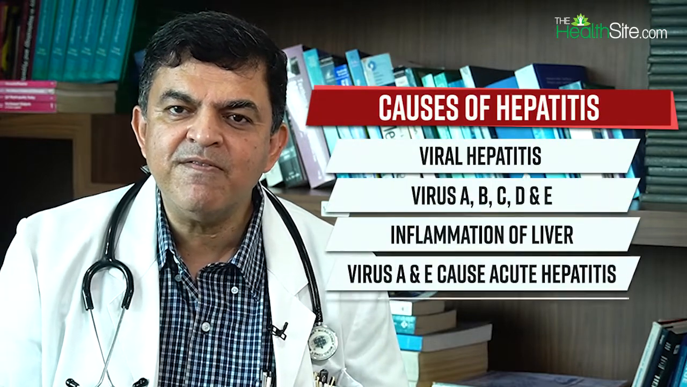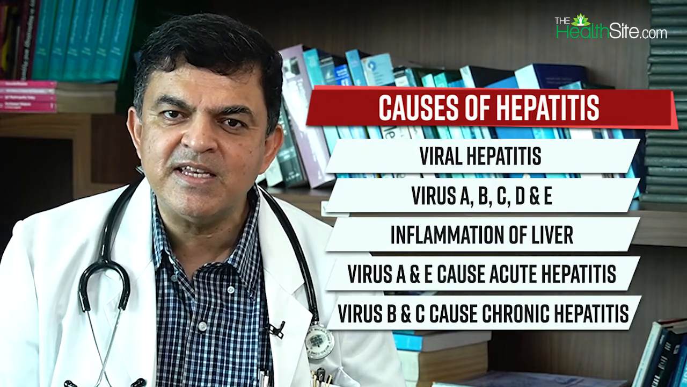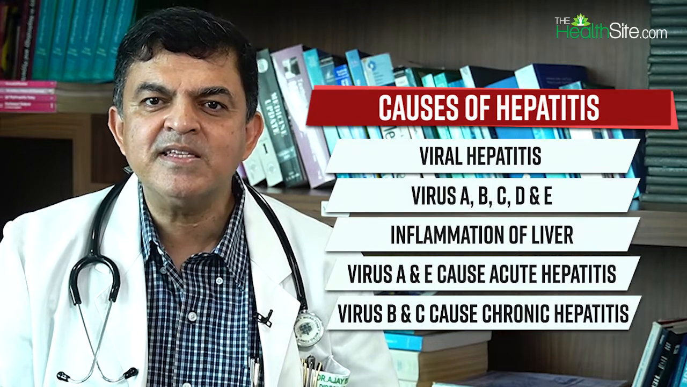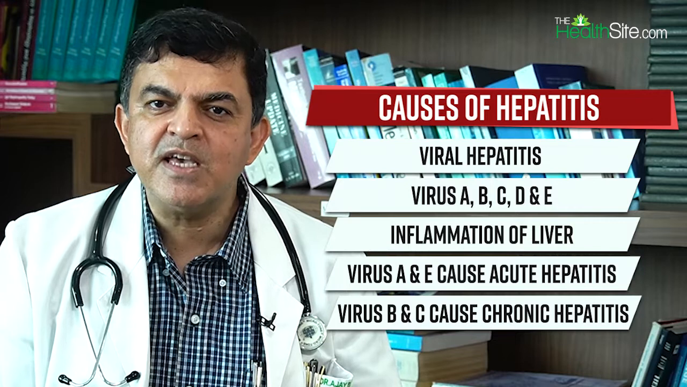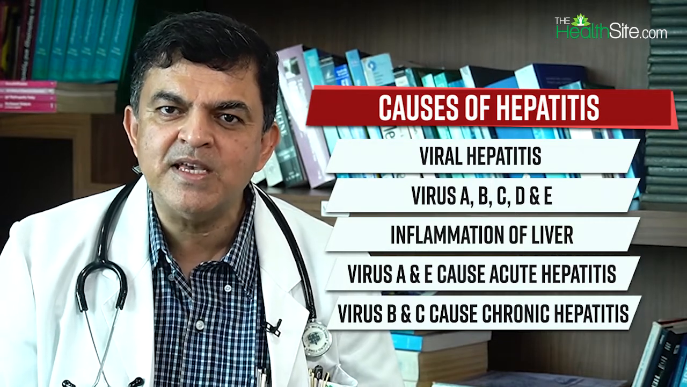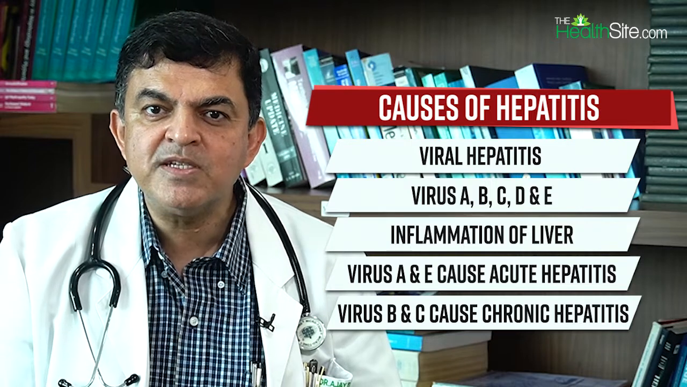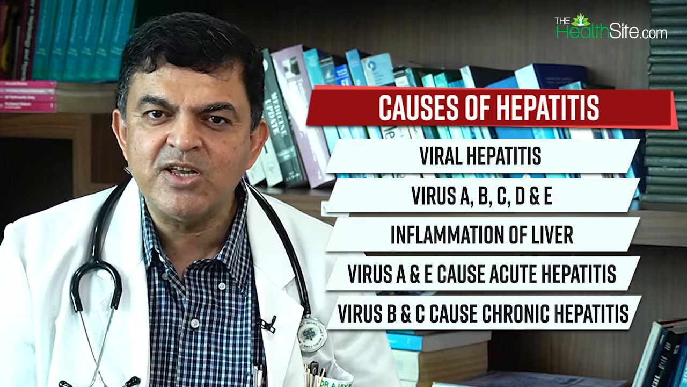You can also divide them according to the cause of hepatitis. The commonest cause is viral hepatitis. There are 5 viruses which are known to affect the liver: A, B, C, D, and E. These viruses are the ones which cause inflammation of the liver. A and E cause acute inflammation, that is for a shorter duration of time, whereas B and C cause chronic inflammation, which means it is for a period which can go beyond 6 months. D is a virus which actually only overrides a person who already has hepatitis B.